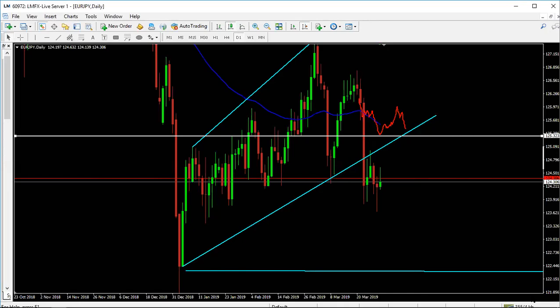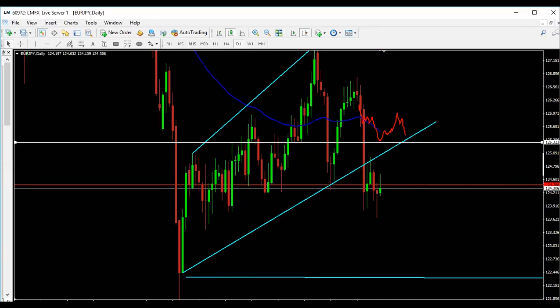Does that make sense to you guys? You guys having some aha moments, or am I just talking out my wazoo? Let me know if you guys are getting some value from this. Does the ascending channel make sense? Cool.